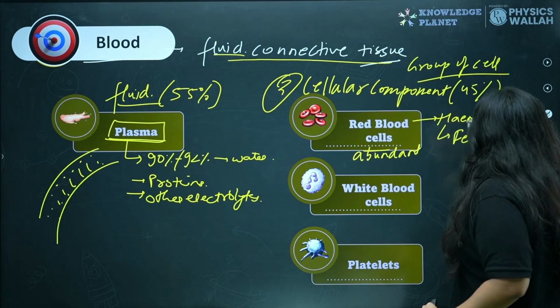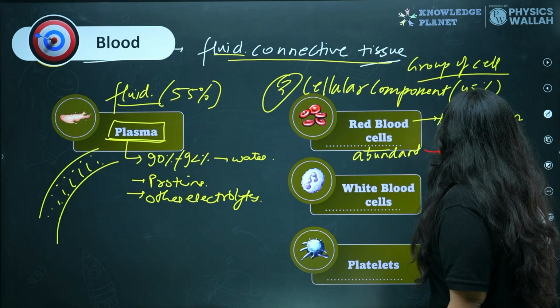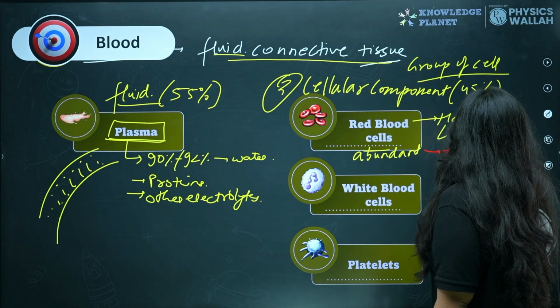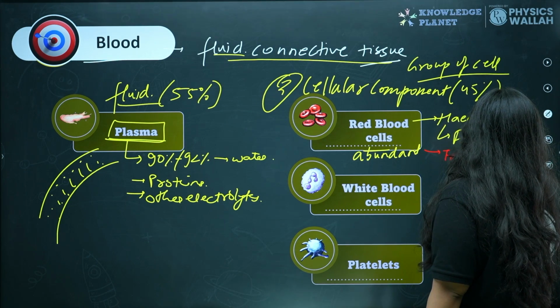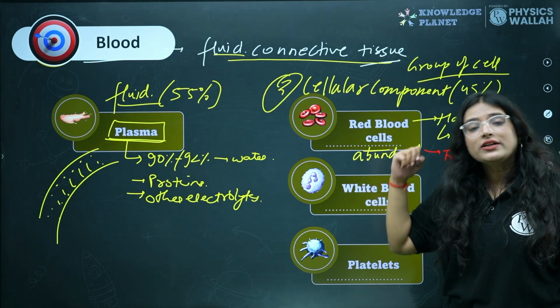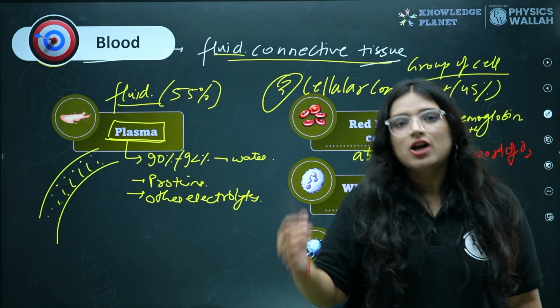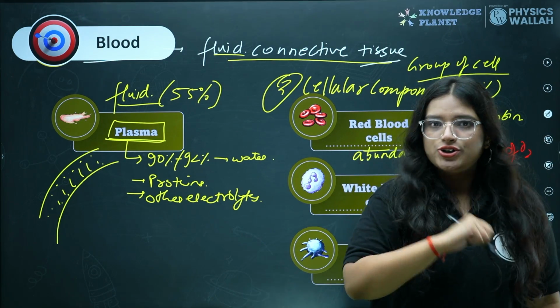Okay, so this was about the color, but what is the function of the red blood cell? So let's talk about that. This red blood cell will help in the transport of oxygen. It will give the oxygen to each and every cell so that they can make their energy.